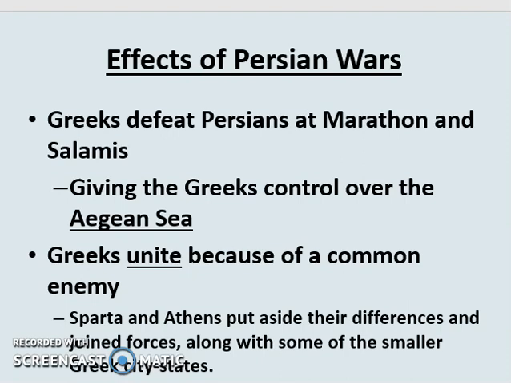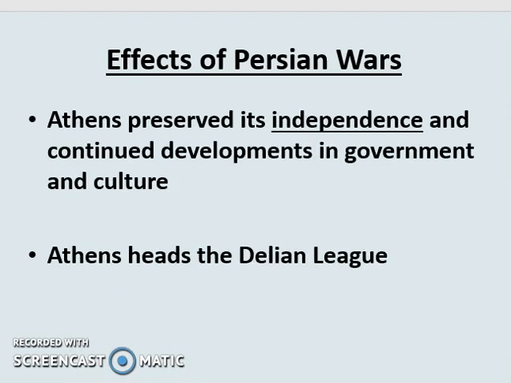Sparta and Athens were able to put aside their differences, and they were able to join forces along with some of the smaller Greek city-states. Athens preserved its independence and continued developments in government and culture, and Athens began heading something called the Delian League.